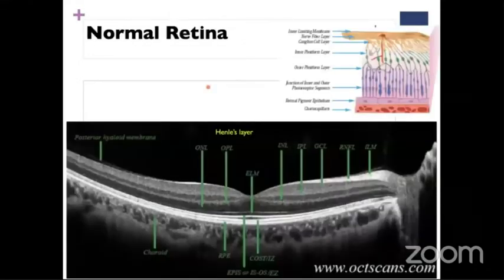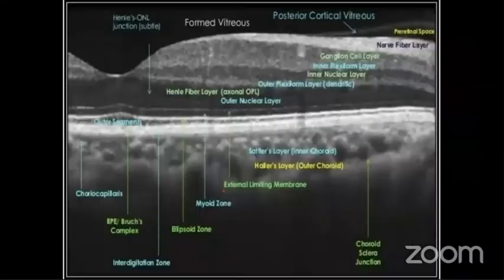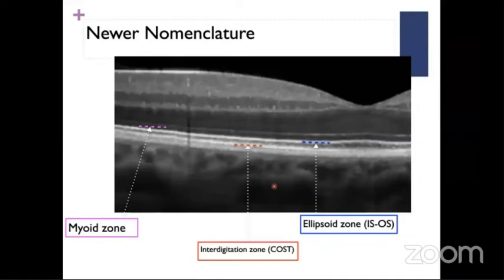This is a normal OCT showing all the layers of the retina, right from the choroid till the internal limiting membrane. There is a newer nomenclature for the OCT, which added a few other entities like the myoid zone, the ellipsoid zone and the interdigitation zone, mainly focusing on the photoreceptor segment.